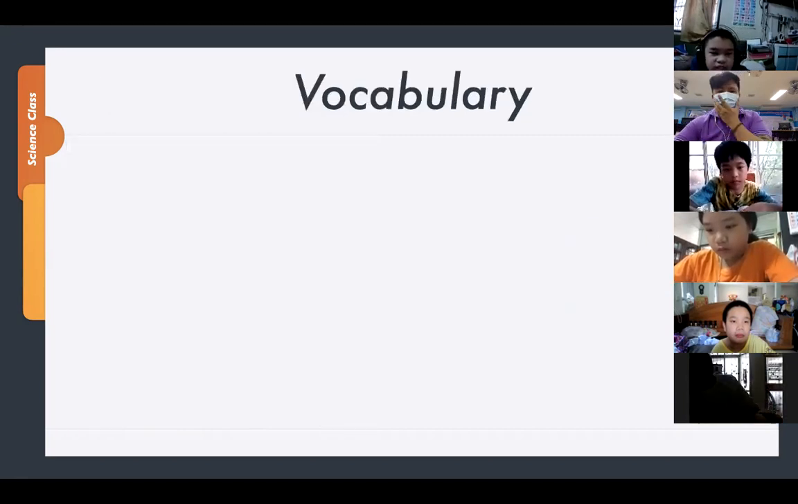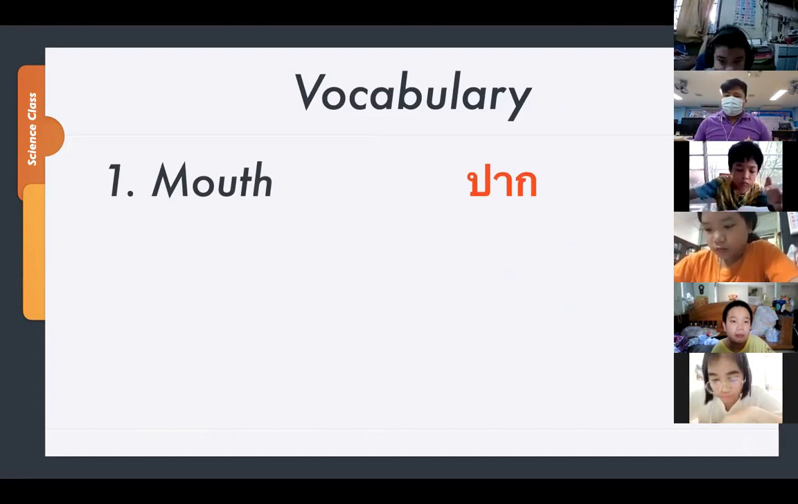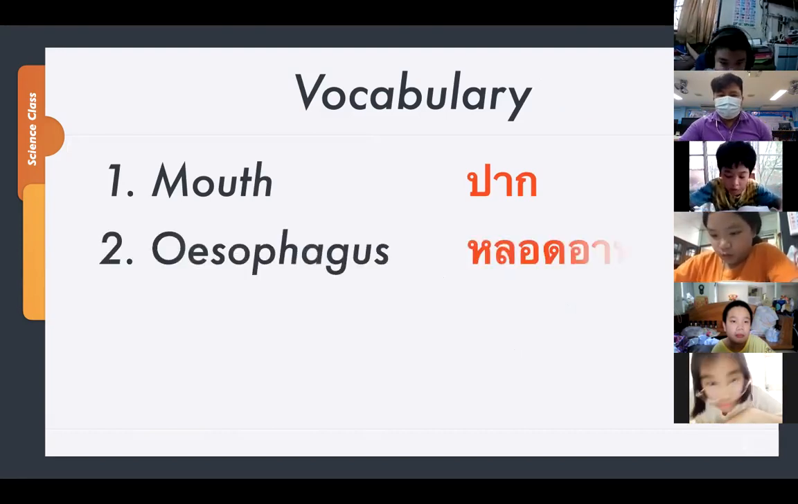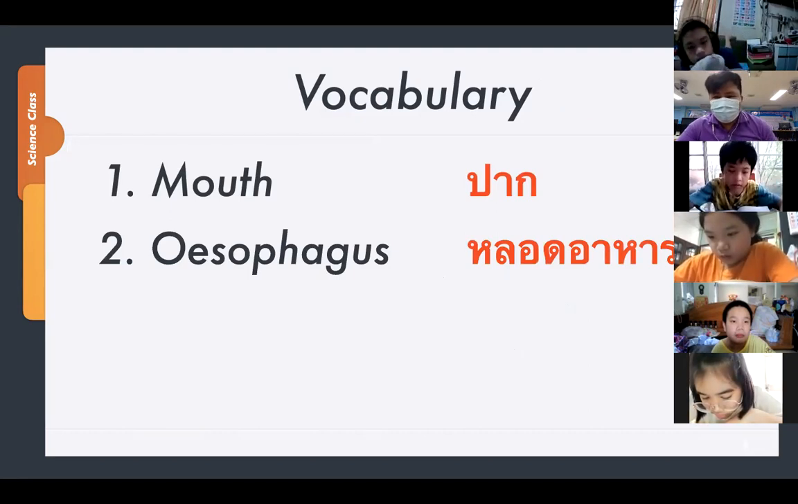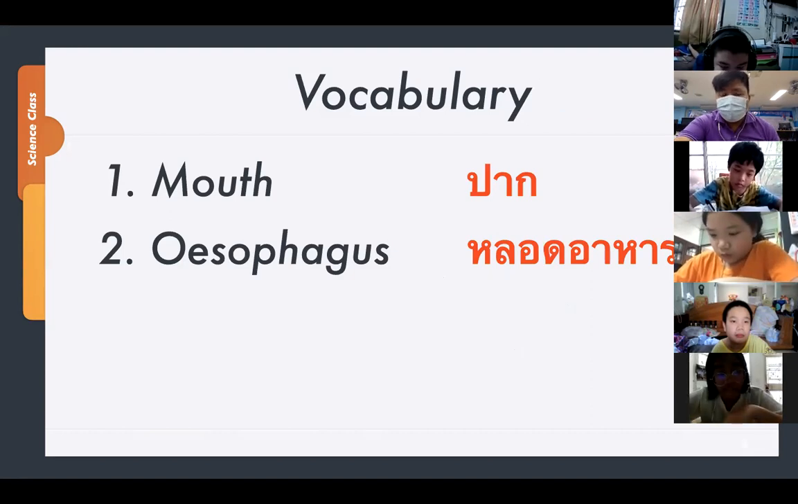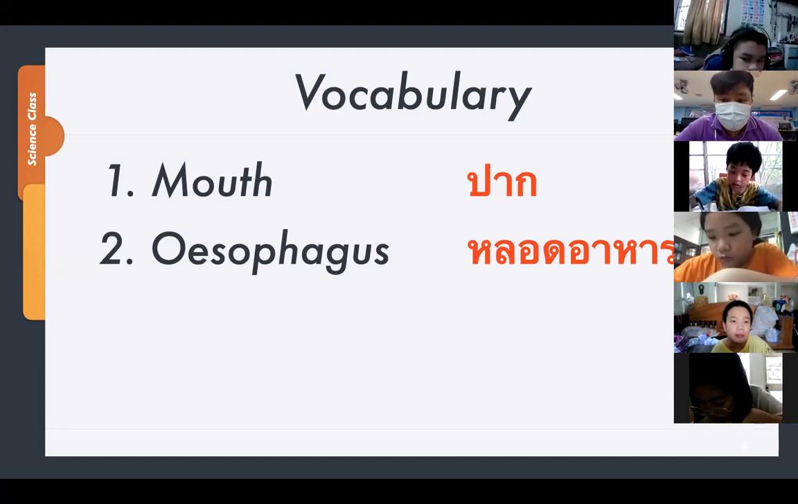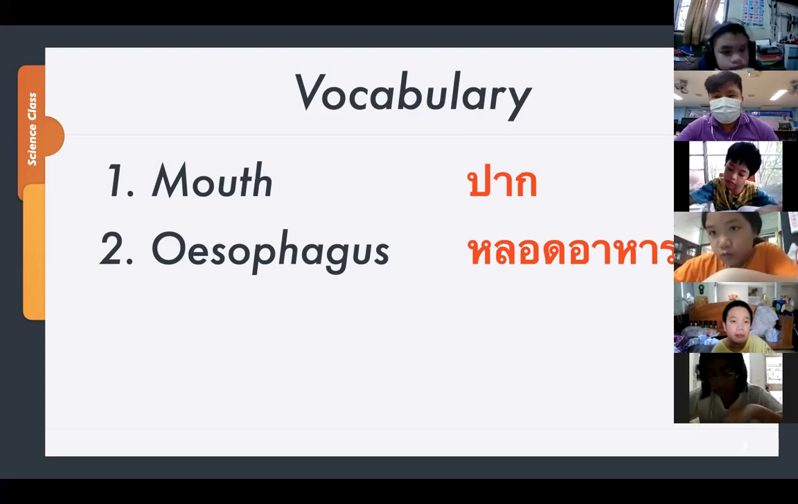Number one, mouth. Number two, esophagus. There are many different spellings for esophagus, it's either there's an E before the O or without E after O. So it's okay. There are two correct spellings. That's correct also. Khan, did you write this one already or no?